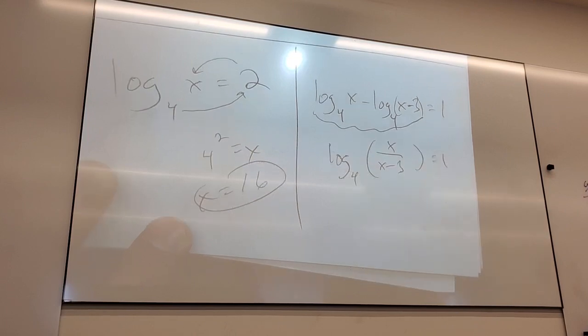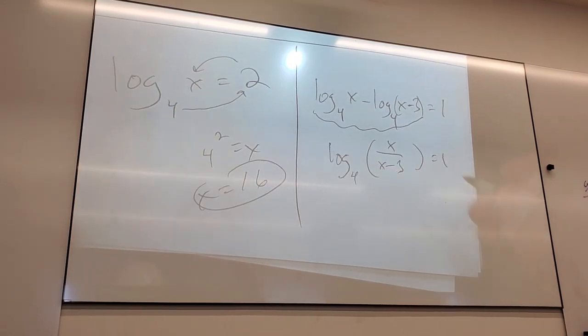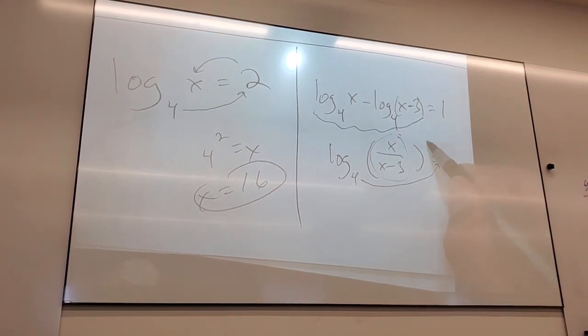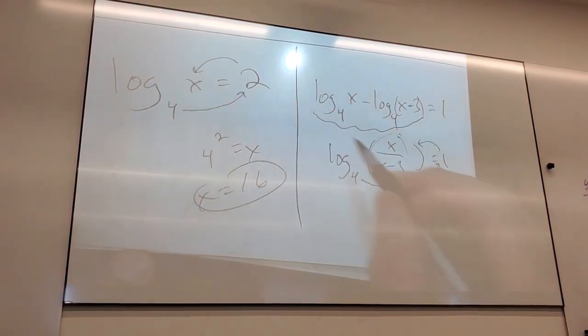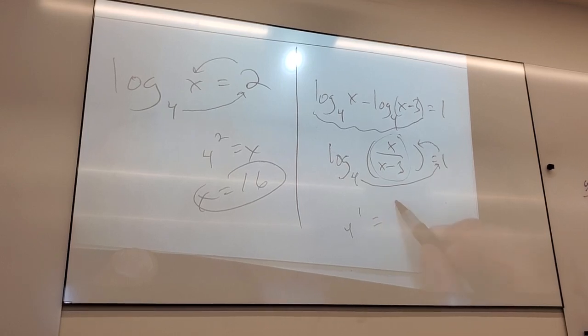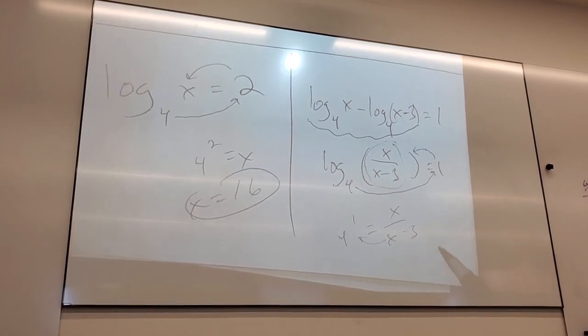Good. Now it's the same thing. The thing you have to get over is, yeah, I know this is worse. I don't care. Whatever is here, how do I rewrite this? How do we rewrite it? Same way. 4 to the first is x over x minus 2. And then I multiply this up, and then it's really easy to solve.